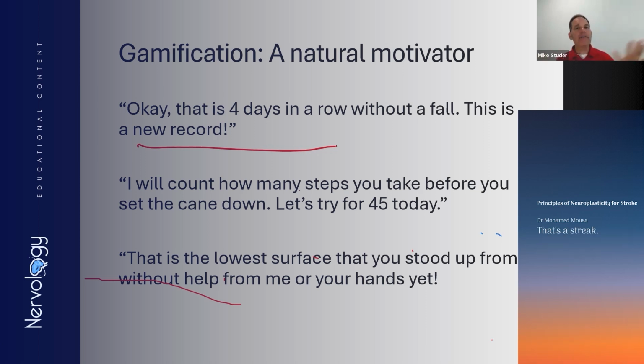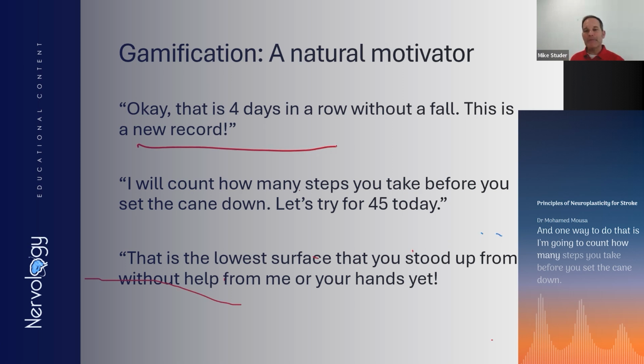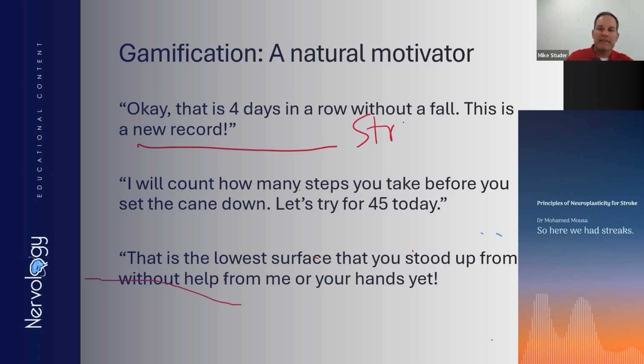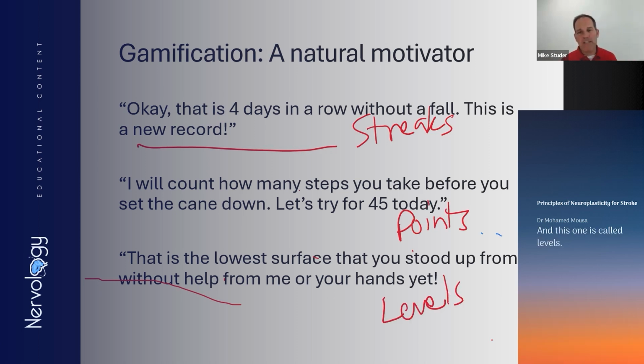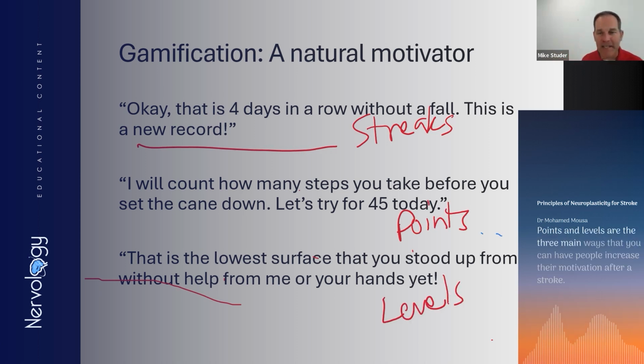That's a streak. Another way to gamify is to gamify based on points. And one way to do that is, I'm going to count how many steps you take before you set the cane down. Let's see if we can set a personal best today of 45. That is a way to cause someone to actually gamify around a number or points. So here we had streaks. This is called points. And this one is called levels. Streaks, points, and levels are the three main ways that you can have people increase their motivation after a stroke.